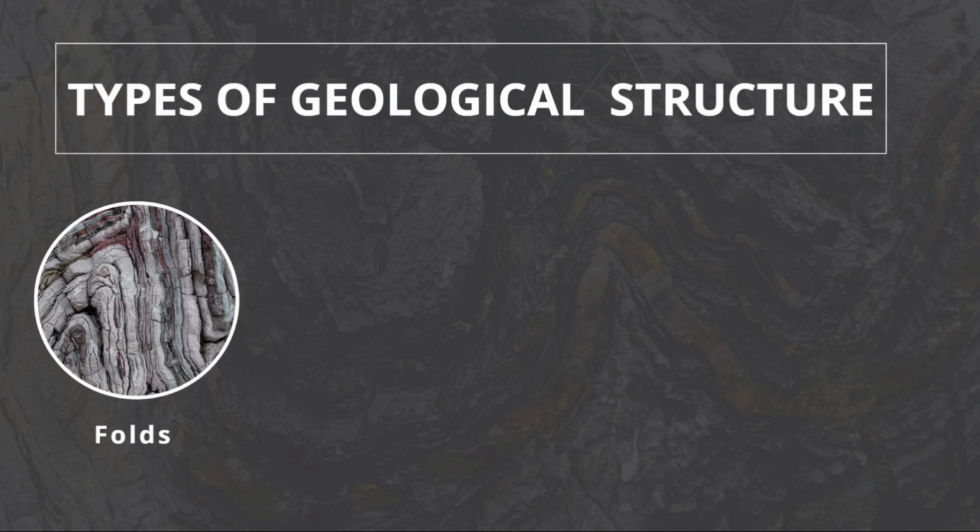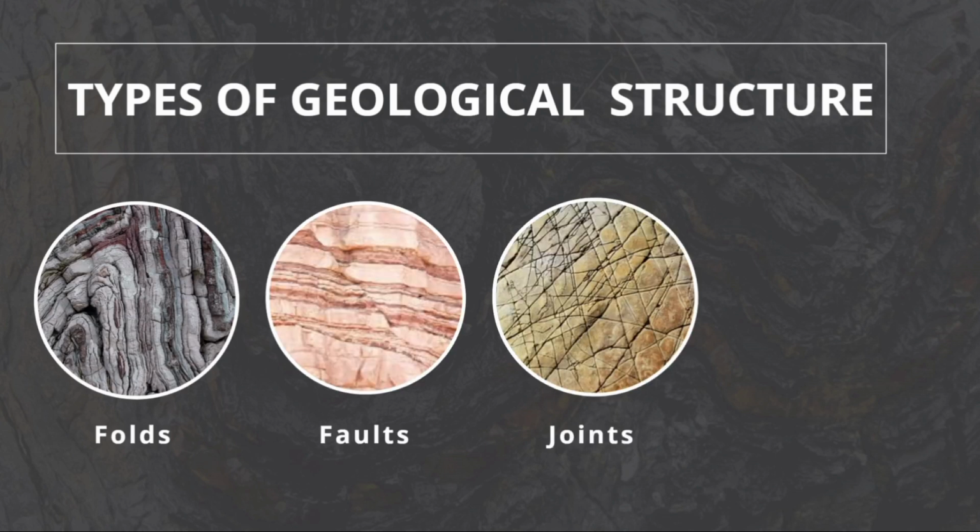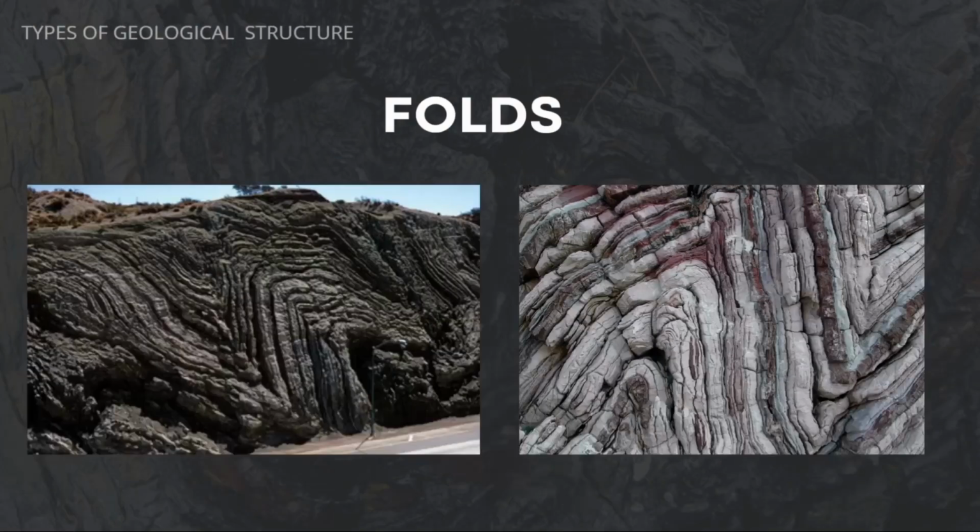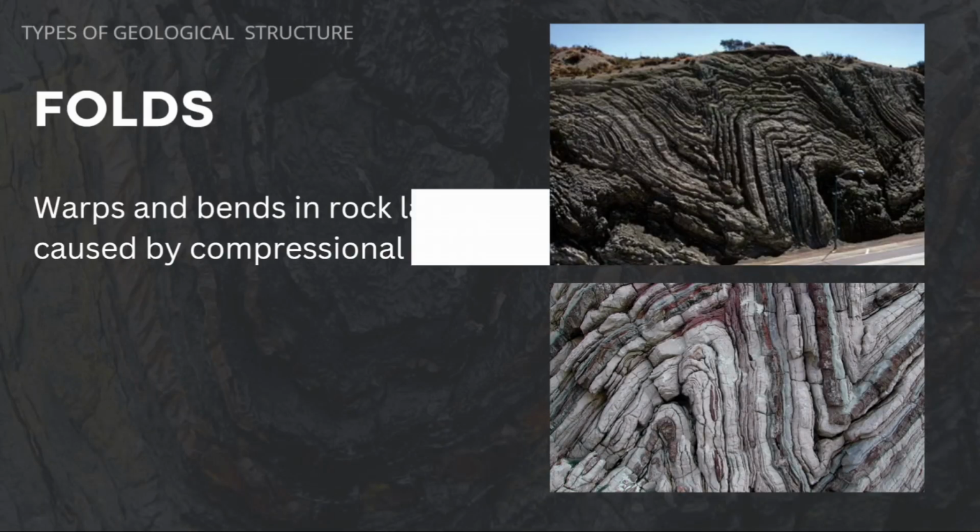There are different types of geological structure. There are folds, faults, joints, and veins. First type of geological structure is the folds. Folds are warps and bends in rock layers caused by compressional forces.